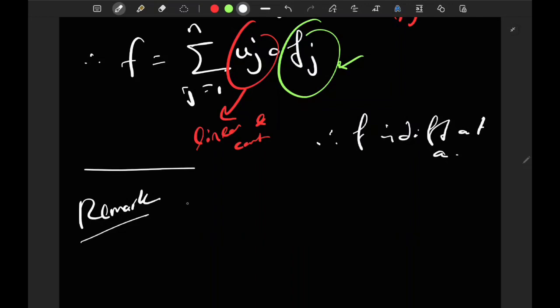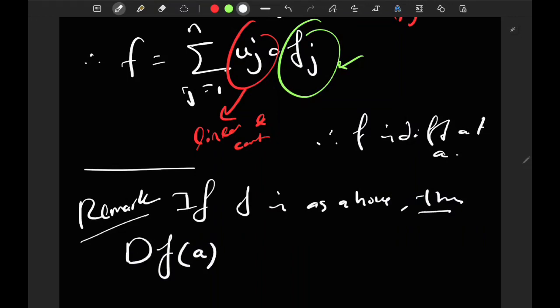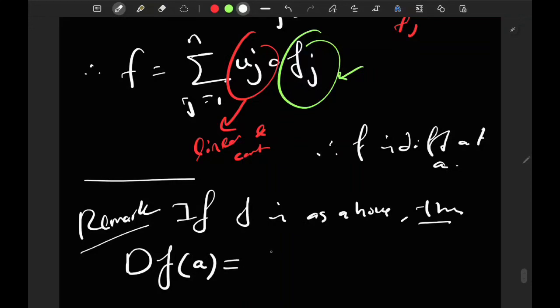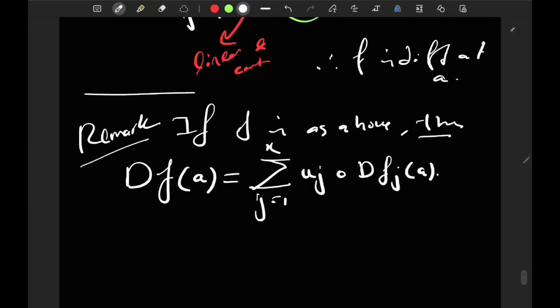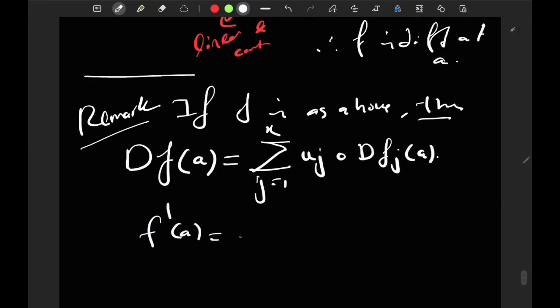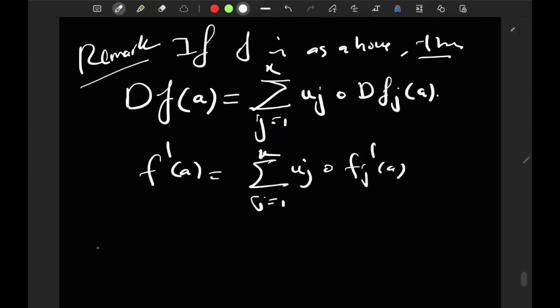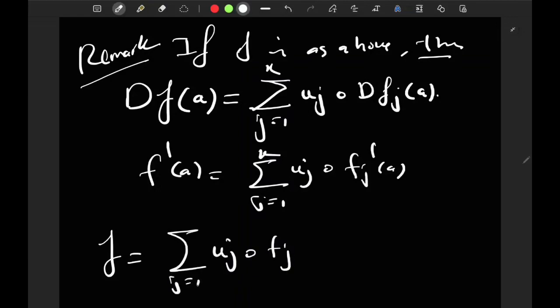If f is as above, then df at a point a is just the sum of u_j composed with df_j at a. If you want to write it this way, f'(a) is equal to the sum of u_j composed with f_j'(a), from j equals 1 to k. Why is this the case? Well, I know that f is the sum of u_j ∘ f_j, j equals 1 to k.